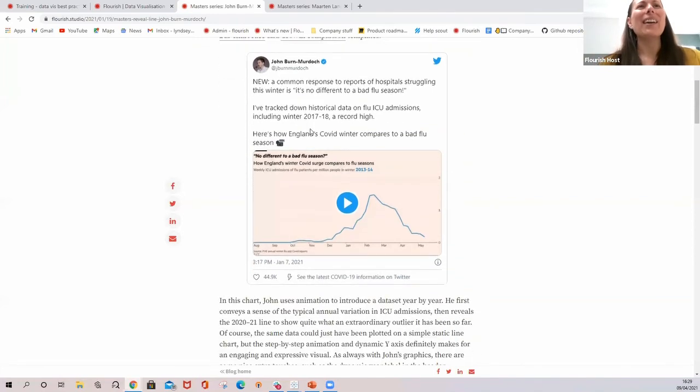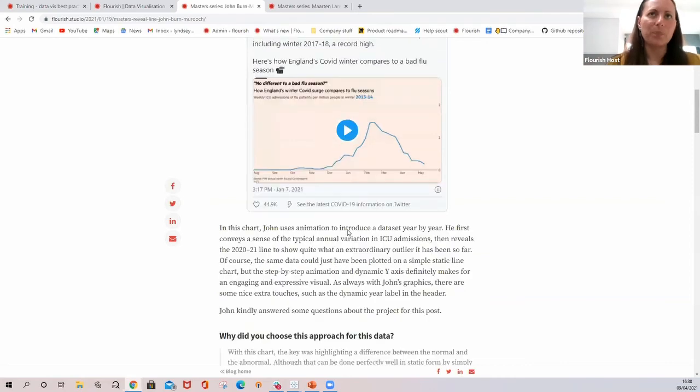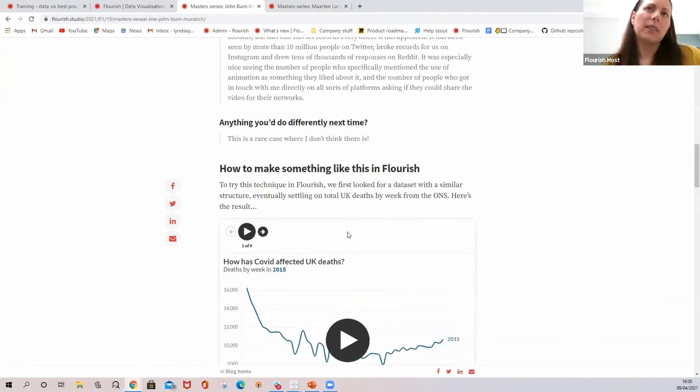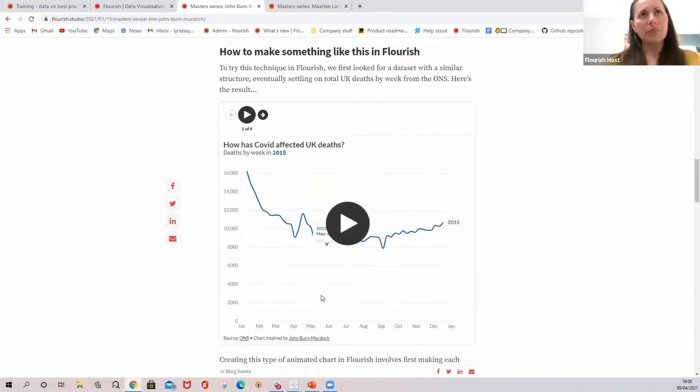And he did an example in the FT about why COVID is different to a bad flu season in terms of the impact on people's health and who dies and so on. So we put this together in a Flourish story. I don't know how many people have moved on to stories in Flourish, but if you want, and we have time at the end, I can show you how you do this.